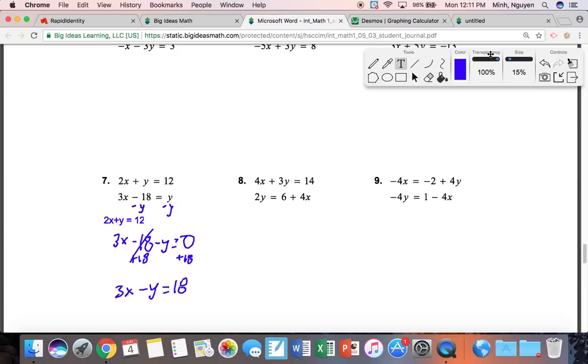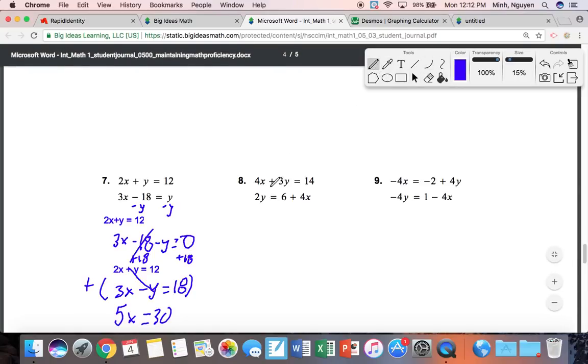Now I'm going to again copy this from the original: 2x plus y equals 12. And I will actually add them. So again, the left side of the equal sign, 5x, y minus y is nothing, 12 plus 18 is 30. And you go from there. If you did not get what I just did, rewind it, watch it again. If you did not get it after that, ask your teacher or ask me.